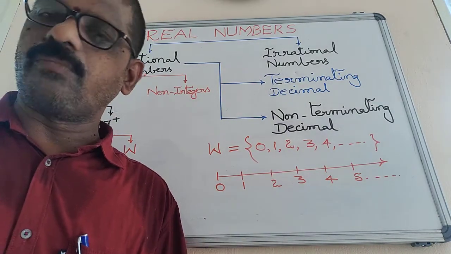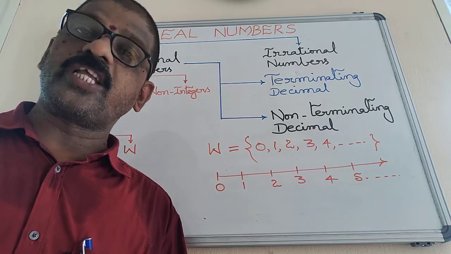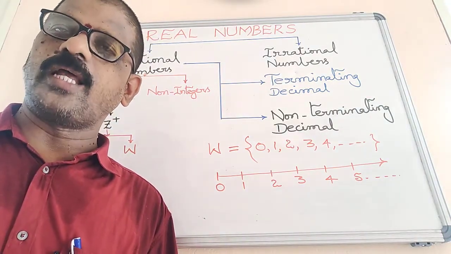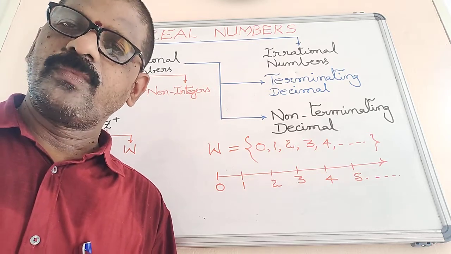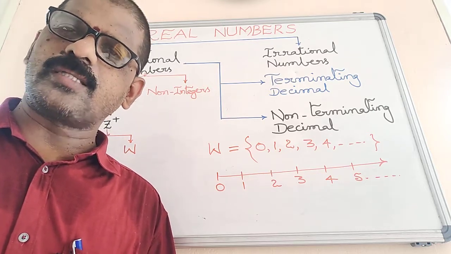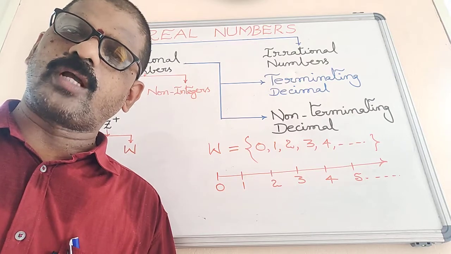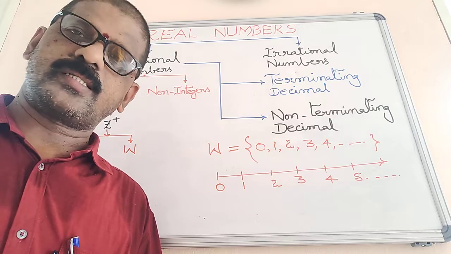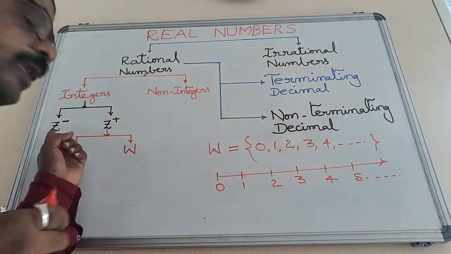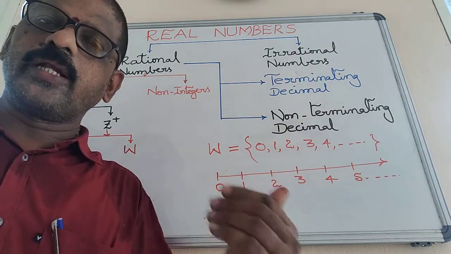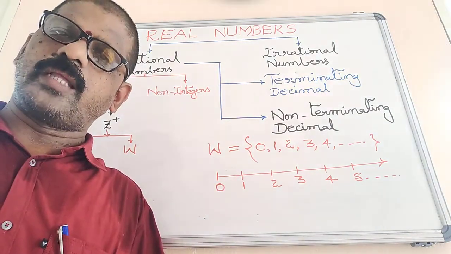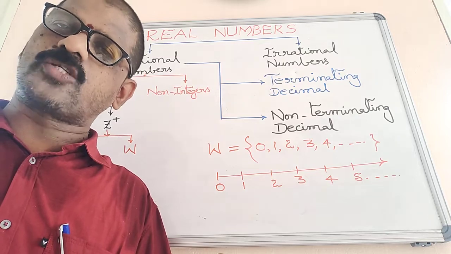Now, the next one is positive integers. Positive integers means all the natural numbers. Already told, what are the natural numbers? 1, 2, 3, 4 and so on. That is called positive integers. The next one, negative integers. What are the negative integers? We can take positive integers: 1, 2, 3, 4 and so on.